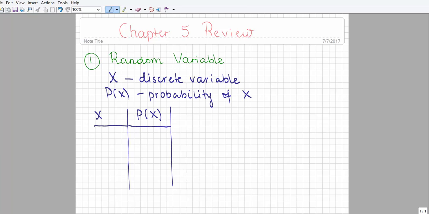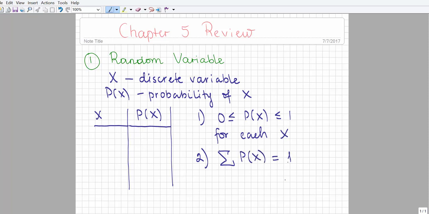So a couple of rules to remember here is that, first of all, p of x has to be between 0 and 1 for each x. It has to be a positive number between 0 and 1 for each x. And the second part that we need to remember, the summation of all probabilities has to be 1. Not close to 1, not just a little over or just a little under 1, exactly 1. Okay? So what would be an example of such a problem?